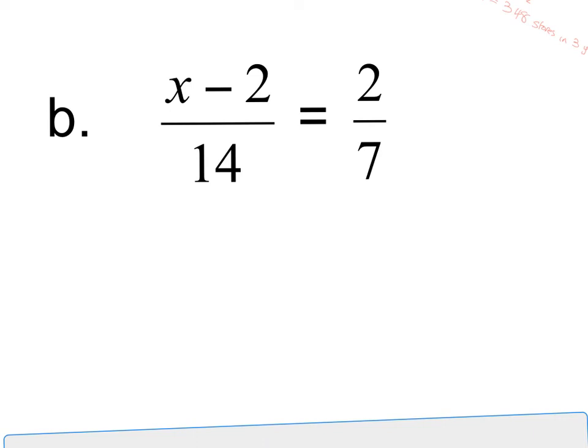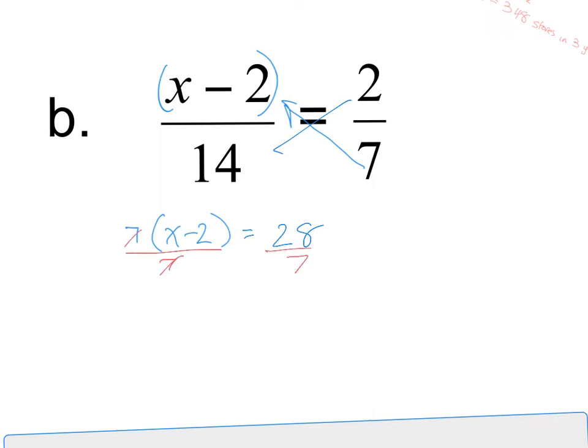This is one that I feel you might have an issue with, just simply because you're going to forget x minus 2 is one item. So when you go to cross multiply 7 times x minus 2, please remember to put the parentheses, because you're multiplying 7 to the entire x minus 2. That's going to equal 14 times 2, which is 28. Now you can solve for x. You could either distribute, or you could think to yourself, let me divide by 7, because that's going to leave x minus 2 by itself. And then I can go ahead and add 2 and get x equals 6.